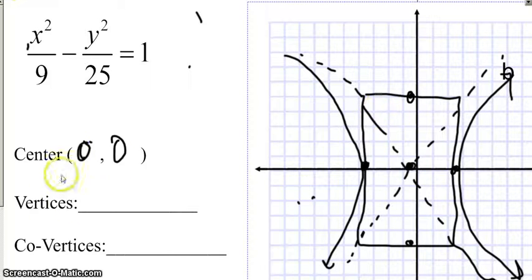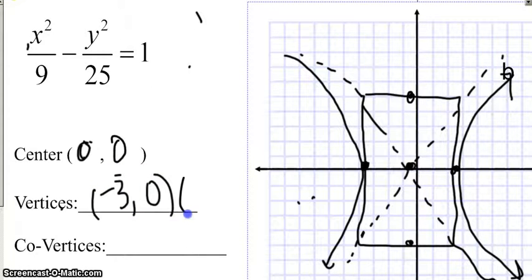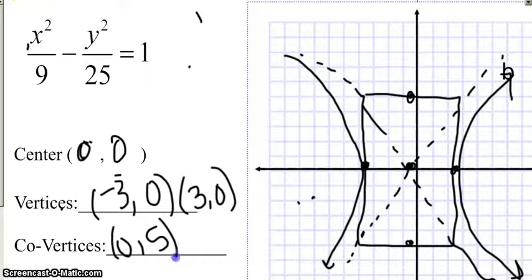To get the vertices and covertices, they are going to be these 4 points that we graphed, just like an ellipse. Your vertices will always be the point that the line was graphed on. So this point here and this point here. So my first vertex is 1, 2, 3. So it was -3, 0 and 3, 0. My co-vertices were the points that helped draw the box but weren't part of it. So that is a 0, 5 and a 0, -5. Okay? And that's it for hyperbolas.